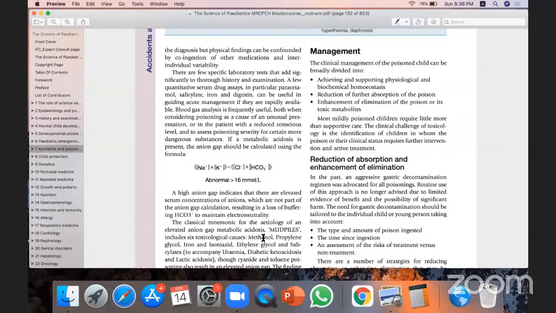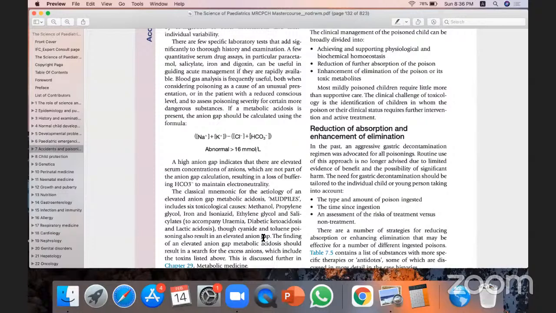Remember, any child who is coming with poison, you have to remove the clothes and cover with other clothes, because clothing also helps in absorption. And vomitus will create a culture media for growth of bacteria, so you have to remove the clothes.